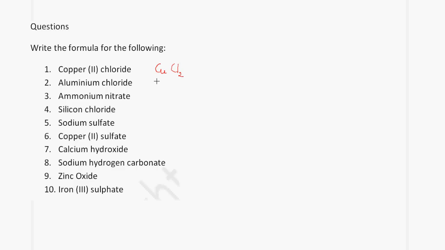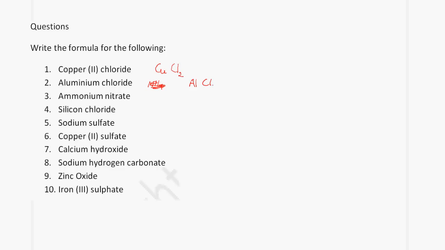Ammonium chloride will be NH4Cl. Next, aluminium chloride. It's Al for aluminium and Cl for chloride. Aluminium has a valency of 3 and chloride has a valency of 1. So we have to swap the valencies, so it'll be AlCl3.